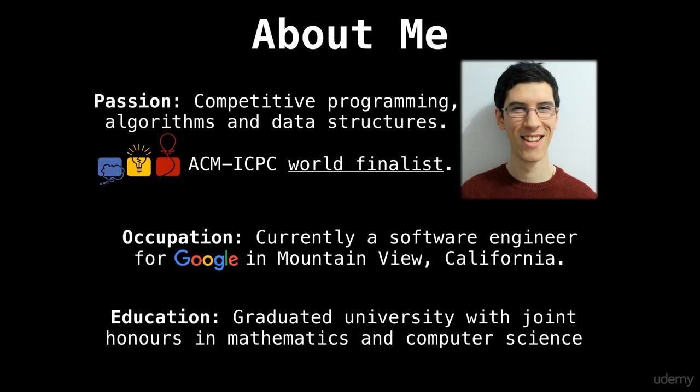To begin with, a little bit about myself. My passion revolves around algorithms and data structures, which led me to becoming involved in lots of competitive programming. In 2017, I qualified for the ACM ICPC World Finals programming competition. My current occupation today is as a software engineer for Google. I'm currently stationed in Mountain View, California at the head office.